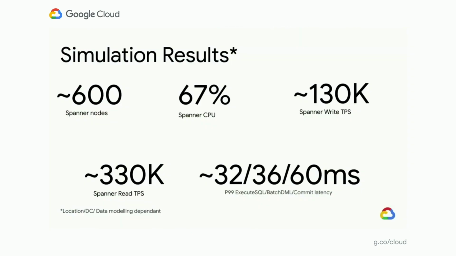We were able to scale Spanner nodes horizontally to more than 600 nodes with 330,000 reads per second and 130,000 writes per second. CPU usage stayed close to 67%. And in terms of latency, we mainly cared about the following RPCs: execute SQL, execute batch DML, and commit latency, which were within our acceptable latency requirements. We were also working on a bunch of more optimizations to better the performance.